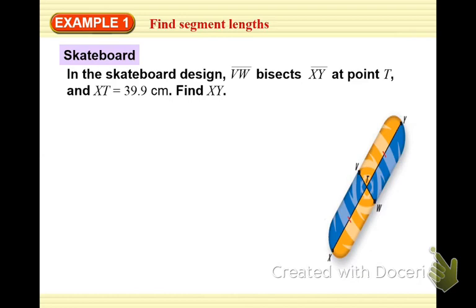Finding segment lengths, and we can use the idea of midpoints, bisecting, that kind of thing. So here at the skateboard design, it tells us that segment VW bisects XY at point T. Okay? This is what I'm talking about, right? It doesn't matter if you look at that picture and you say, well, it doesn't look like it's in the middle. It doesn't matter. We just told you that VW bisects XY, whether it looks like it or not, it does. Okay? Now, XT is 39.9 centimeters.